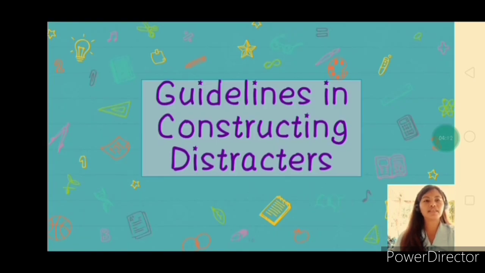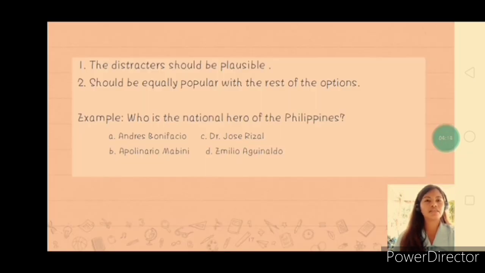Guidelines in constructing distractors. The distractor should be plausible. Second, it should be equally popular with the rest of the options. For example, who is the national hero of the Philippines? They are asking for a national hero, so my choices are also all heroes. A. Andres Bonifacio. B. Apolinario Mabini. C. Dr. Jose Rizal. D. Emilio Aguinaldo.